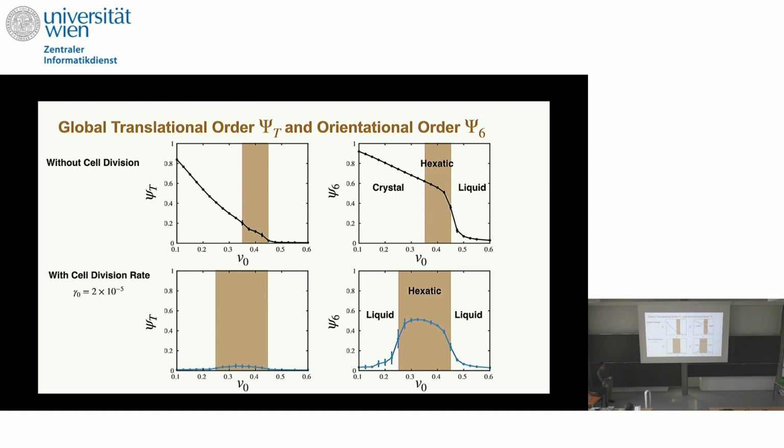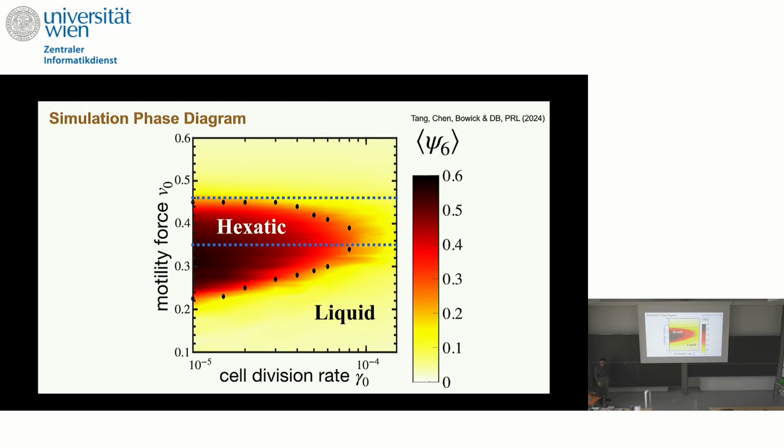Right, so it's rather surprising, and it really shows as soon as you have any division, no matter how slow the cells are crawling, you cannot have a crystal. If you allow divisions and wait a while, you will never have a remaining crystal. And here is the full phase diagram where you can see the dark red band as a function of cell division rate and motility force, that's where we get the hexatic phase. And the dotted line here, this narrower band, is where you have the conventional melting, right? So you actually greatly expand where the hexatic phase is by putting in cell division.